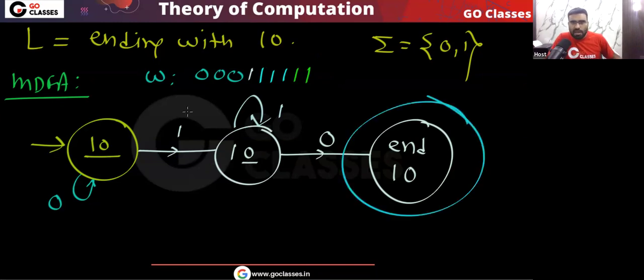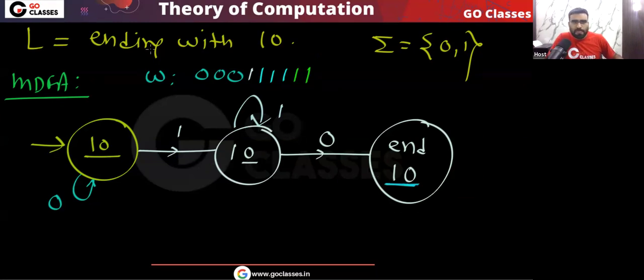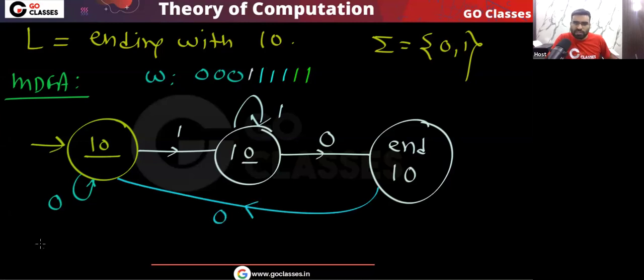What about this state? I am thinking that I've ended with 1 0. I want to end with 1 0. Now you tell me, in this state, if symbol 0 comes, then I need 1 0 again. So the whole progress is gone. Yes or no? In this state, if 0 comes, then the whole progress is gone. I have to again wait for 1 0.